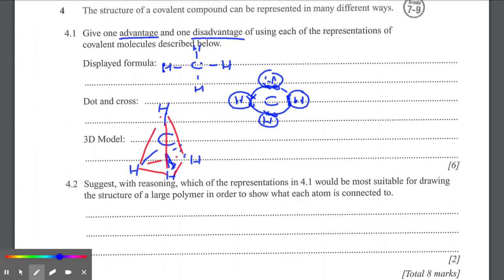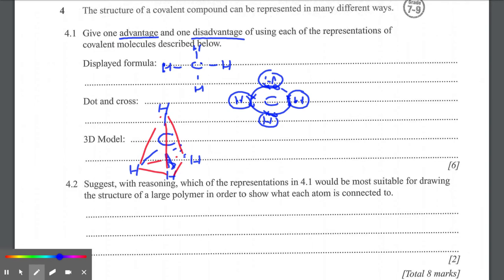But the advantage of having that knowledge of where those electrons have come from is lost in a displayed formula, and is obviously one of the downsides of a displayed formula, in that it allows you a very simplistic way to look at a molecule, but with that simplicity you lose some of the actual analytical information that you might get.